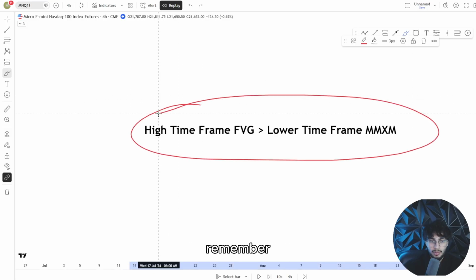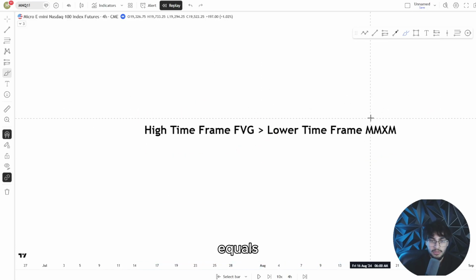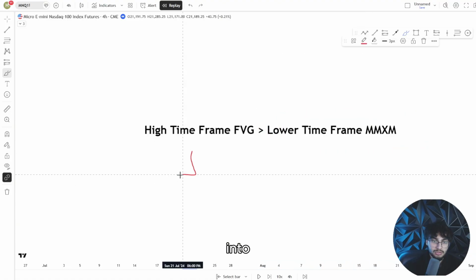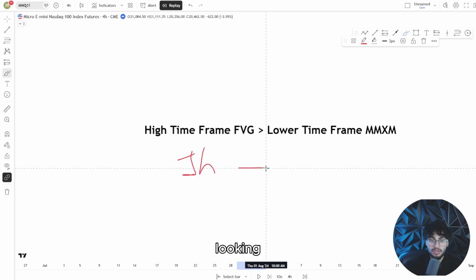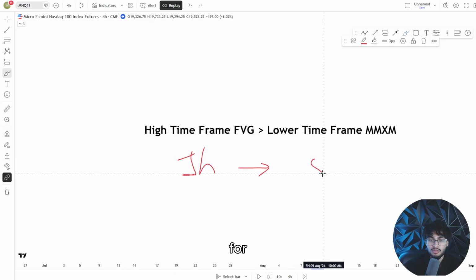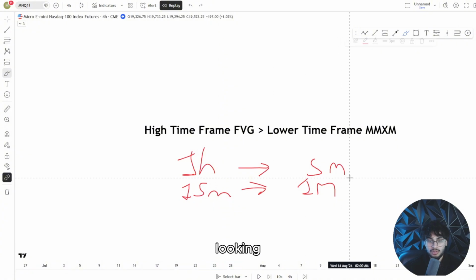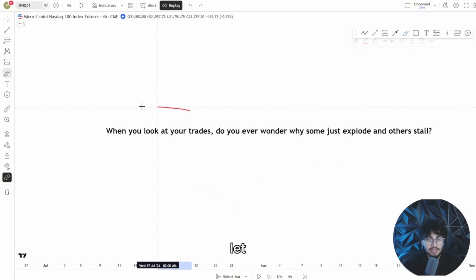And a good thing to remember is a higher time frame fair value gap equals a lower time frame MMXM. So let's say price taps into an hourly fair value gap, you'd be looking on the 5-minute time frame for that MMXM. And let's say price taps into a 15-minute fair value gap, you'd be looking for a 1-minute market maker model.